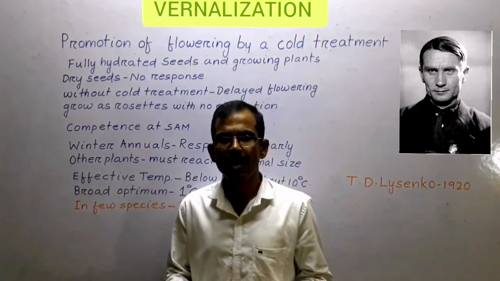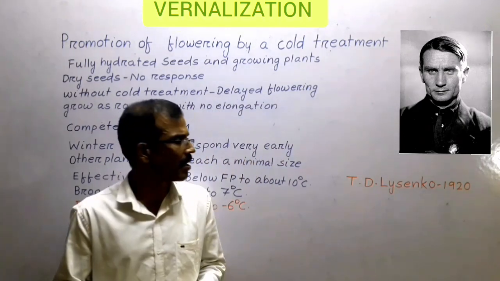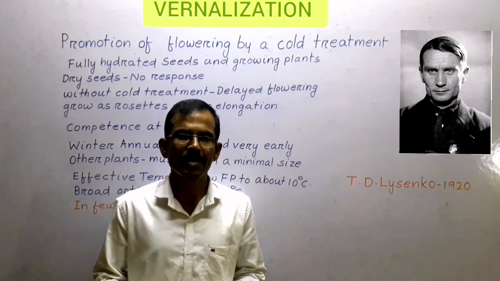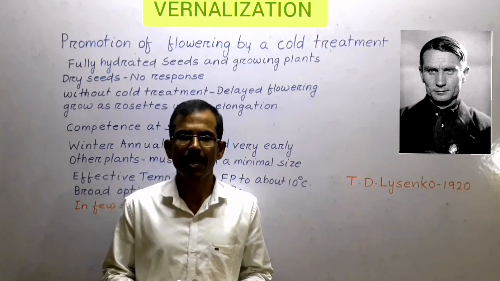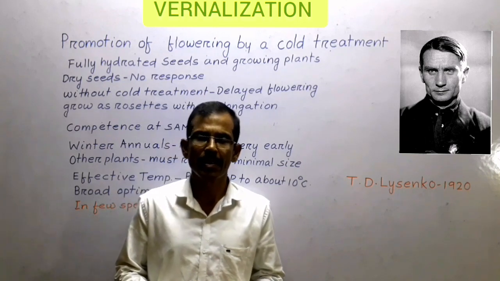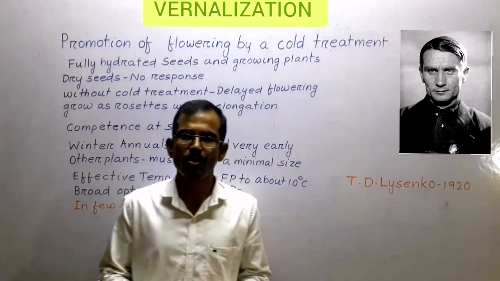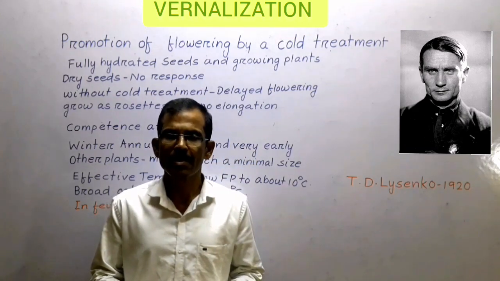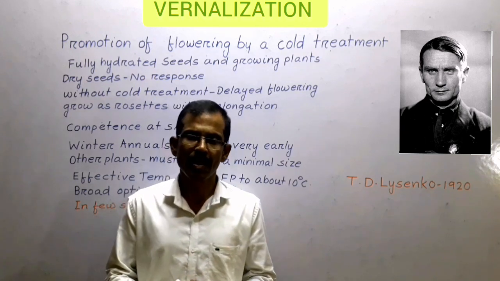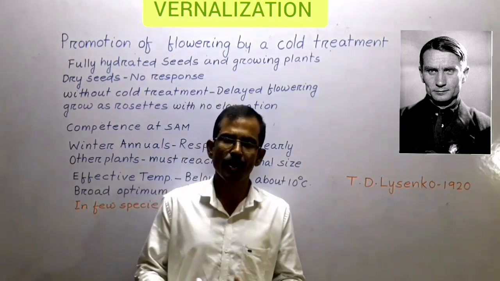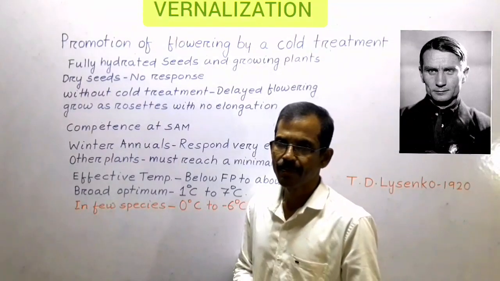The term vernalization was coined by a Russian geneticist T.D. Lysenko in 1920. This term is derived from a Latin word verne that means spring-like. Vernalization is also known as Yerovization or Lysenkoism. The process of vernalization results in competence to flower at the shoot apical meristem.